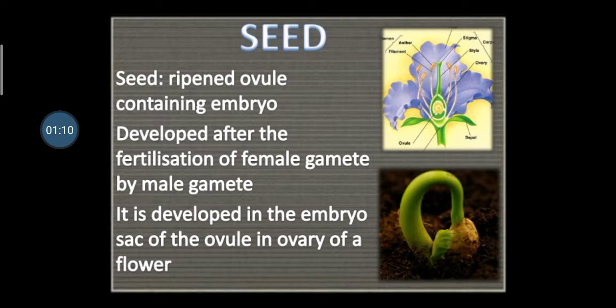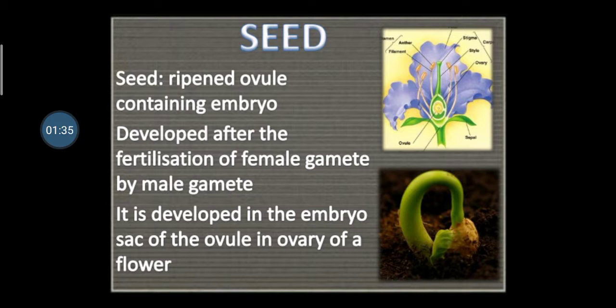Next we have, the seed is developed only after the fertilization of male and female gametes. This ovule is developed only when the male gamete, that is the pollen grain, fuses with the ovule, then the fertilization takes place, resulting in the formation of seed.